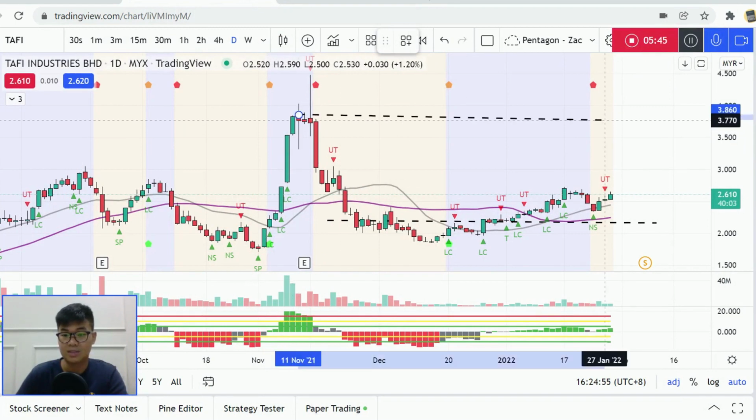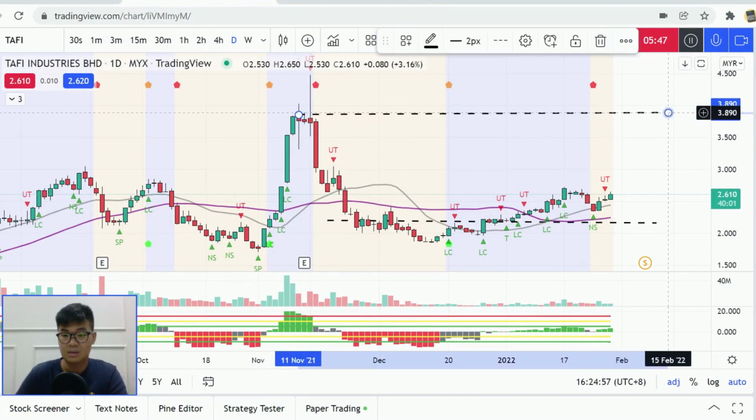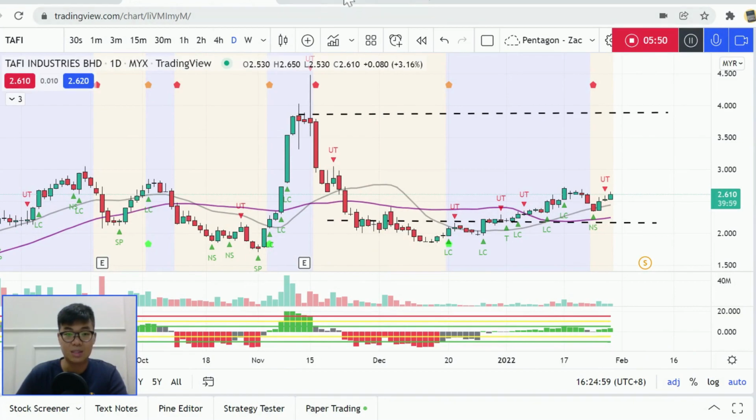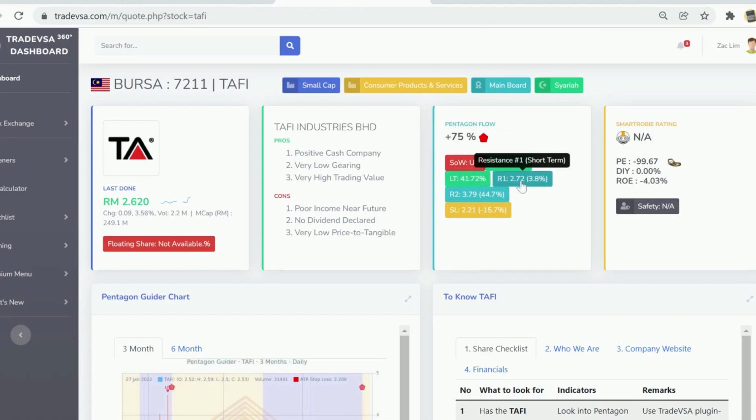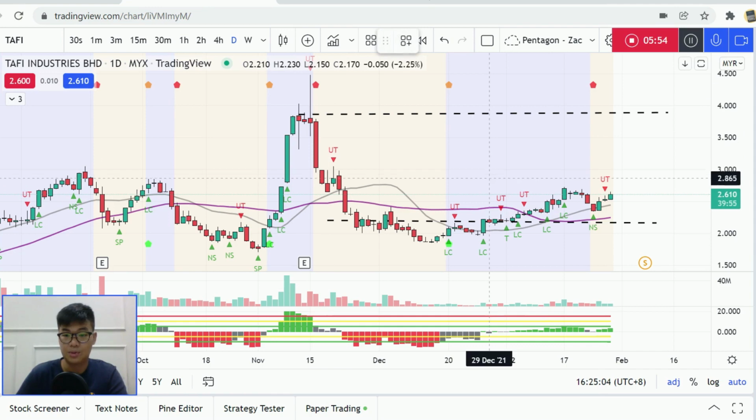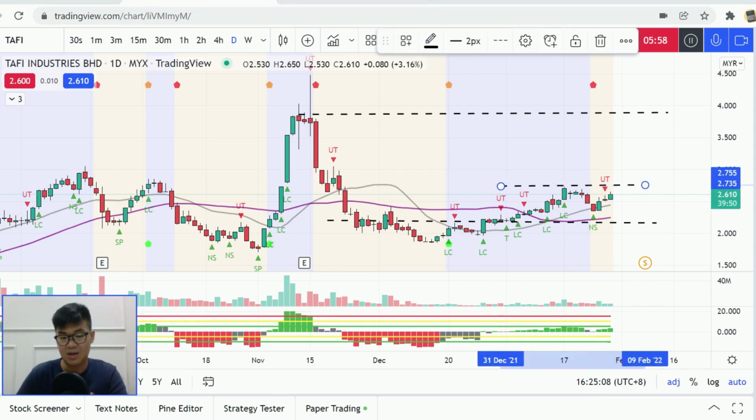I believe this is the one, 30%. The other one is how much? 2.72, yeah, the closer resistance. So probably if you're aiming for R1 only, they will give you a very nice risk reward.